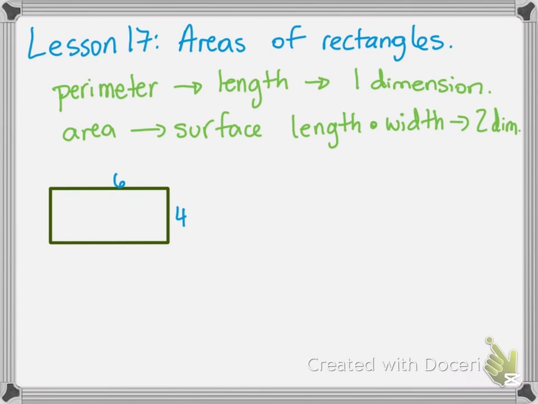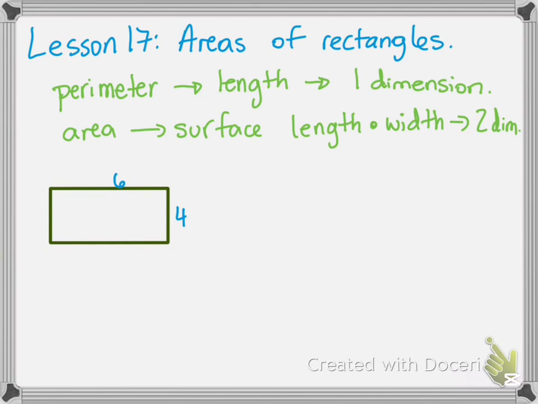Perimeter has to do with length. What is the length all around a figure? And we're talking about one dimension. The area is surface, and for a rectangle is the length by the width, and that is 2 dimensions.